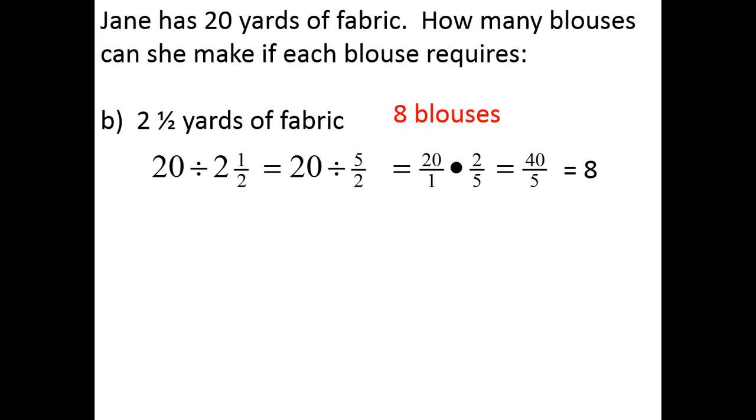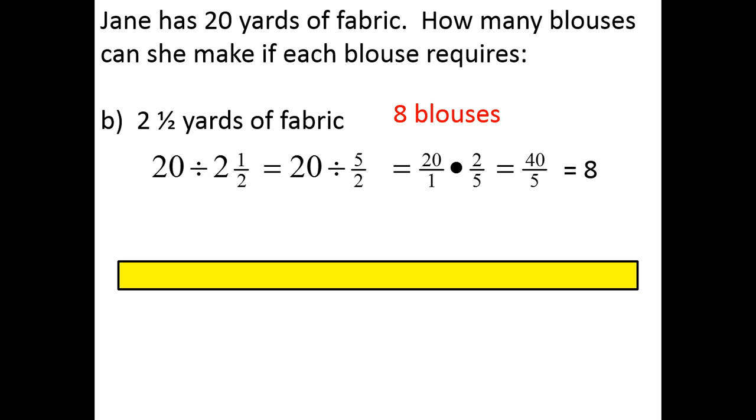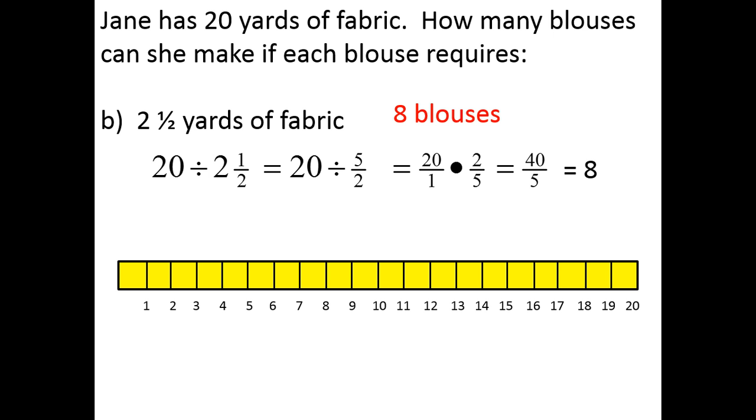Now let's look at that visually. Let's say that this is the 20 yards of fabric, and we're going to start cutting off pieces that are 2.5 yards long. So the first cut is at 2.5 yards. The next cut's at 5 yards, then 7.5, then 10, then 12.5, then 15, then 17.5, and now we have exactly 2.5 yards left to make our last blouse. So if you add up the pieces we have now cut this fabric into, you'll see we have 8 pieces.